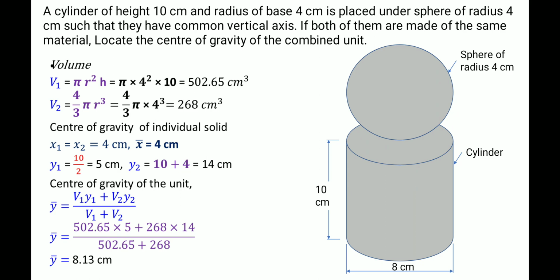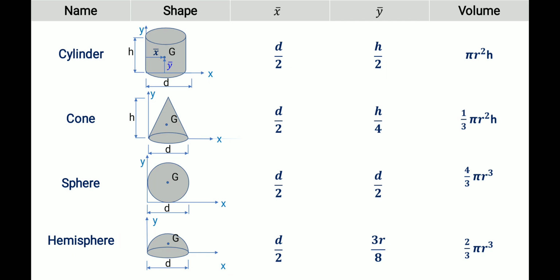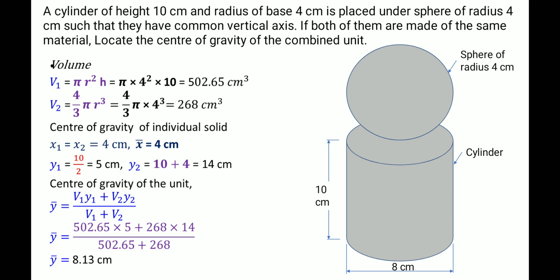But here for solids, instead of using area we use volume in the formula, V1. We have to find the volumes of the sections. The volume of a sphere is 4 by 3 pi r cube. We already studied that. For a cylinder it is pi r square h. We will use those formulas to find the values of volumes.